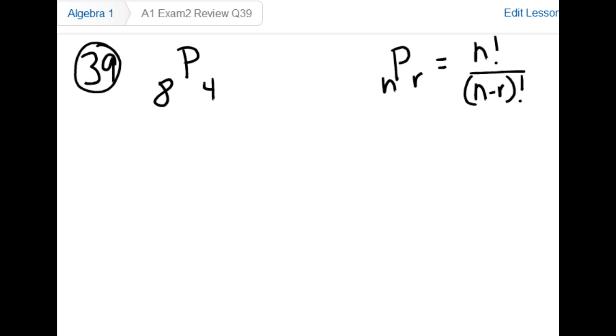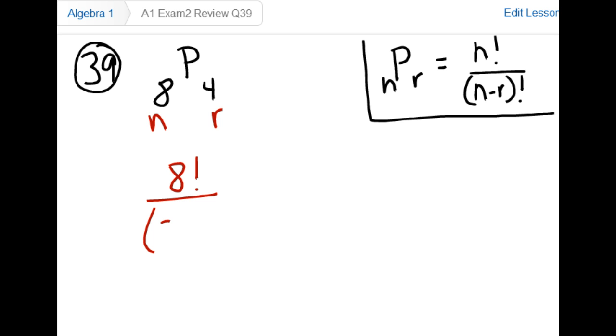Question 39. Evaluate the expression 8P4. So that means 8 items taken 4 at a time. Okay, we know that the formula, this is for permutation, that's what the P stands for, is n factorial over n minus r factorial. So here's our n and here's our r. So our answer is 8 factorial over 8 minus 4 factorial. So that's 8 factorial over 4 factorial. 8 minus 4 is 4.